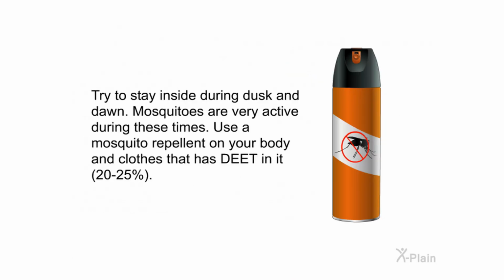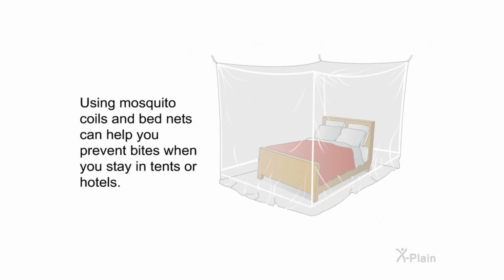Try to stay inside during dusk and dawn. Mosquitoes are very active during these times. Use a mosquito repellent on your body and clothes that has DEET in it, 20 to 25%. Using mosquito coils and bed nets can help you prevent bites when you stay in tents or hotels.